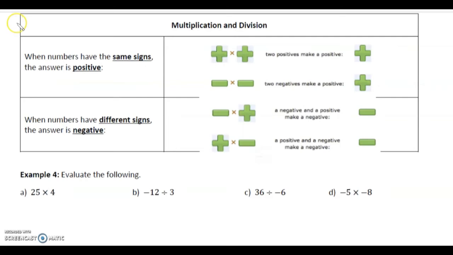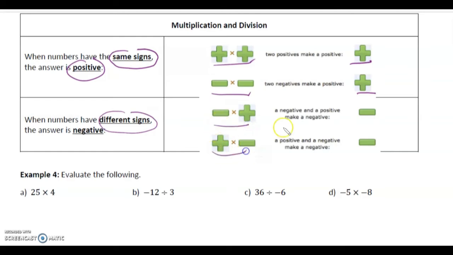Okay, multiplication and division. So when we have numbers with the same signs, we take the answer as positive. So 2 positives is going to equal positive. 2 negatives is also going to make a positive. Okay, now when we have numbers of different signs, either negative positive or positive negative, our answer when we multiply or divide is always going to be negative.